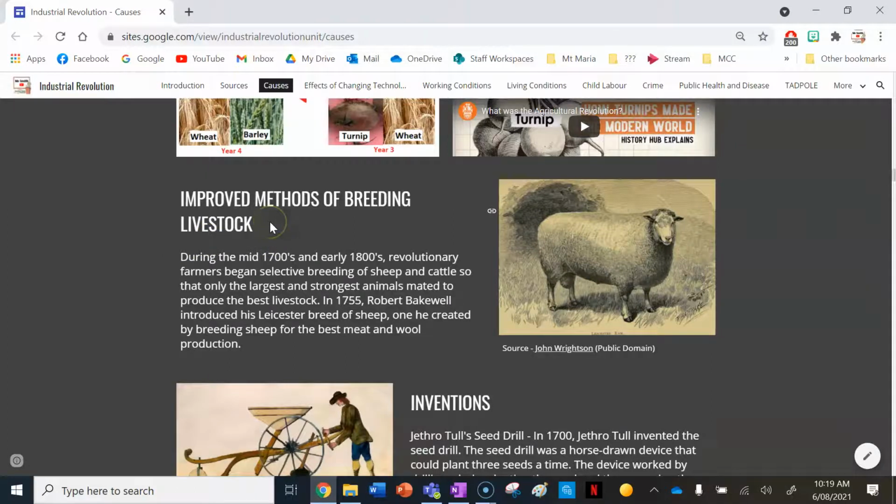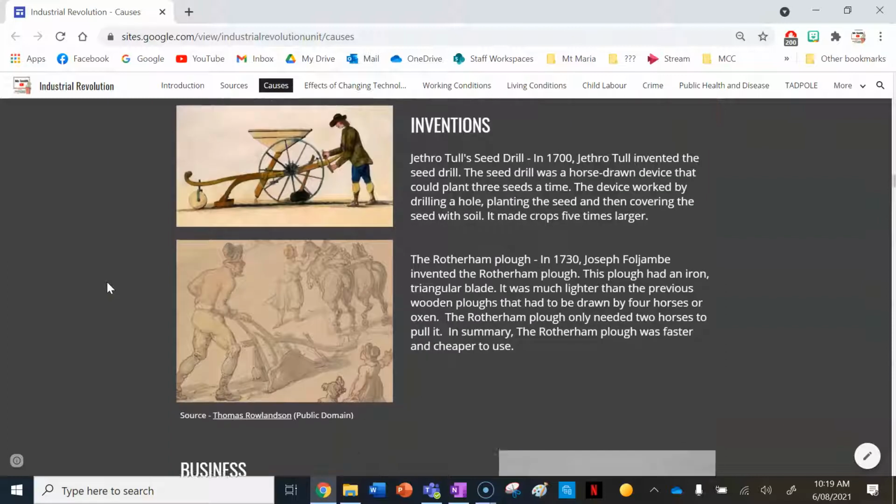Next one, we have improved methods of breeding livestock. During the mid-1700s and early 1800s, revolutionary farmers began selective breeding of sheep and cattle so that the largest and strongest animals mated to produce the best livestock. In 1755, Robert Bakewell introduced his Leicester breed of sheep, one he created by breeding sheep for the best meat and wool production. So that's selective breeding. We're getting the most out of our animals.